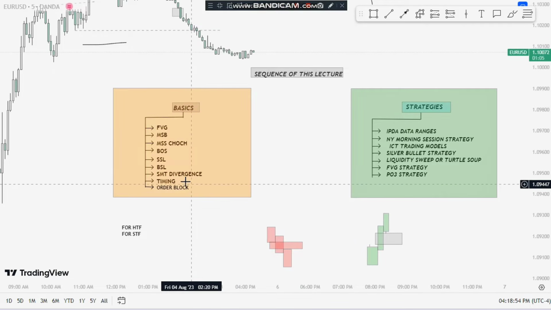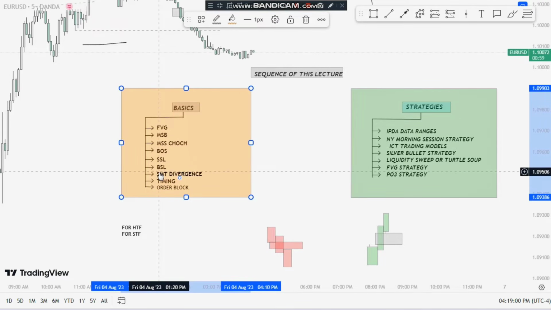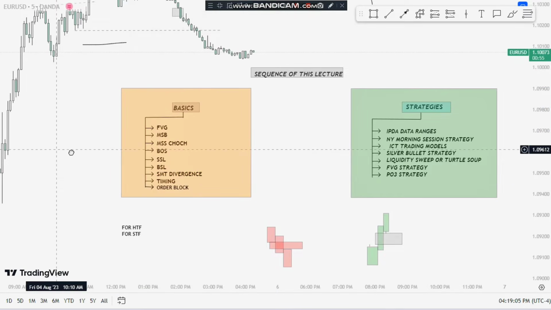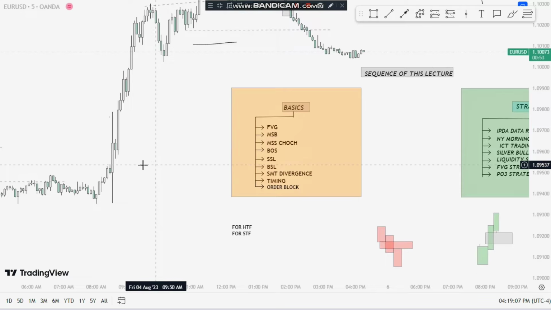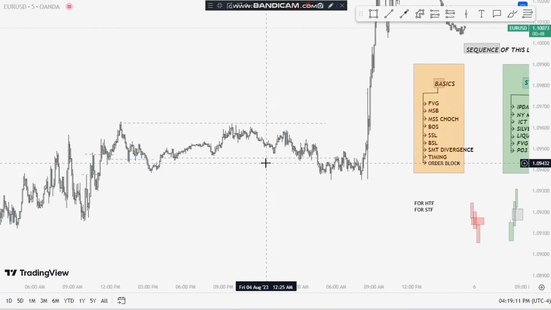Now the next thing is SMT divergence. ICT in his Twitter space once said that he uses SMT divergences in 90% of his trades. So never ignore SMT divergence in your trades, okay. Now what is SMT divergence?